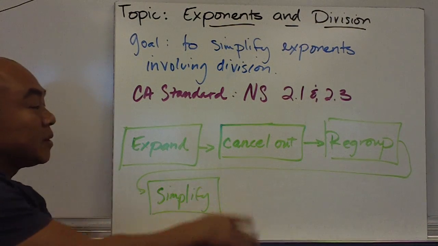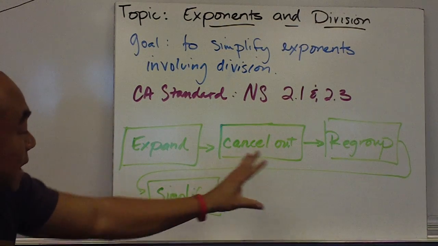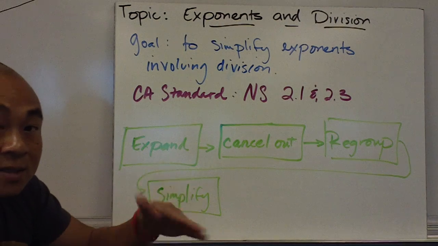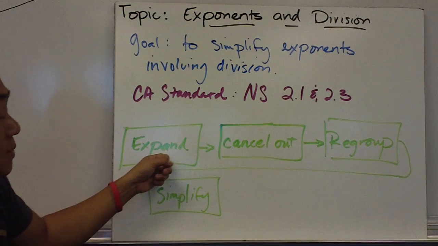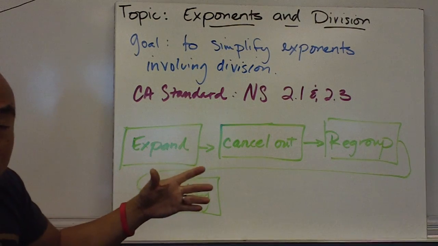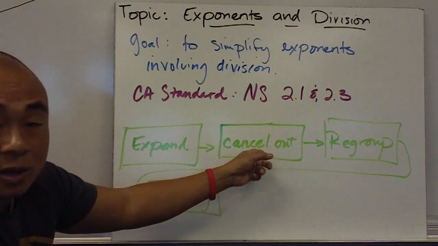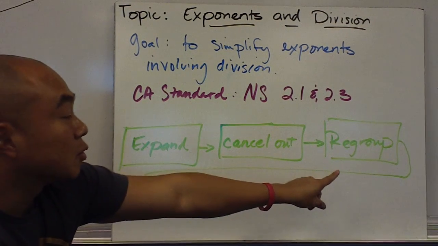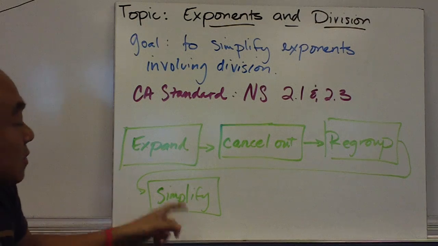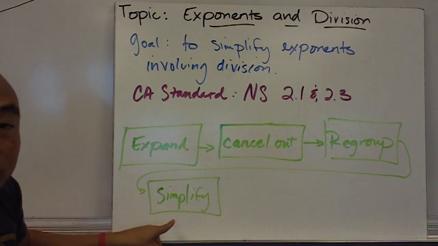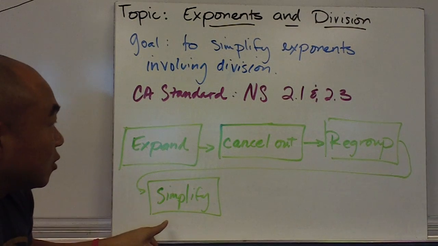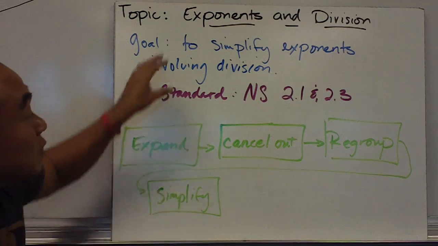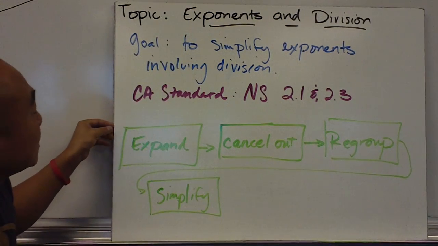So here we have our basic flowchart sequence mapping of what your basic steps would be. First of all, we're going to expand. Then once we're done expanding, we're going to cancel certain numbers out, and I'll talk to you about how that works out. When we're done canceling out, we're going to regroup and then simplify. So this is your basic sequence map of how we are going to solve or simplify our exponents involving division.